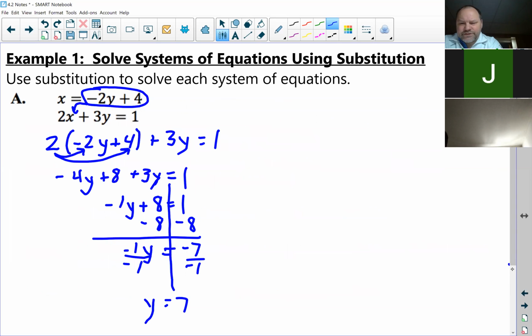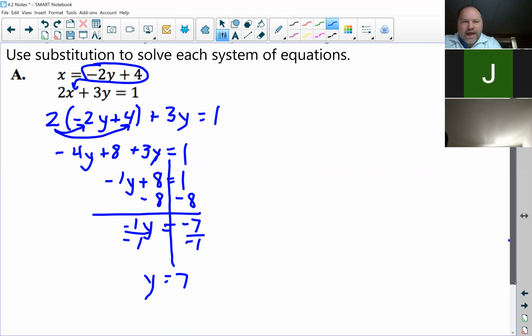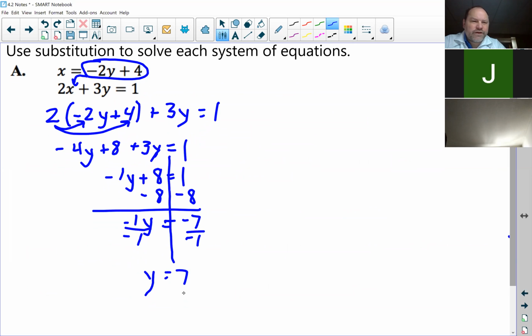So as I look at this, I can either take that 7 and plug it into the first equation or the second equation. And I'm going to give you a little bit of a hint. I think it's easier to substitute into the equation that's already solved for the other variable, so that we have this x equals. So to find my value for x, I think it's easier to plug 7 in for the y.